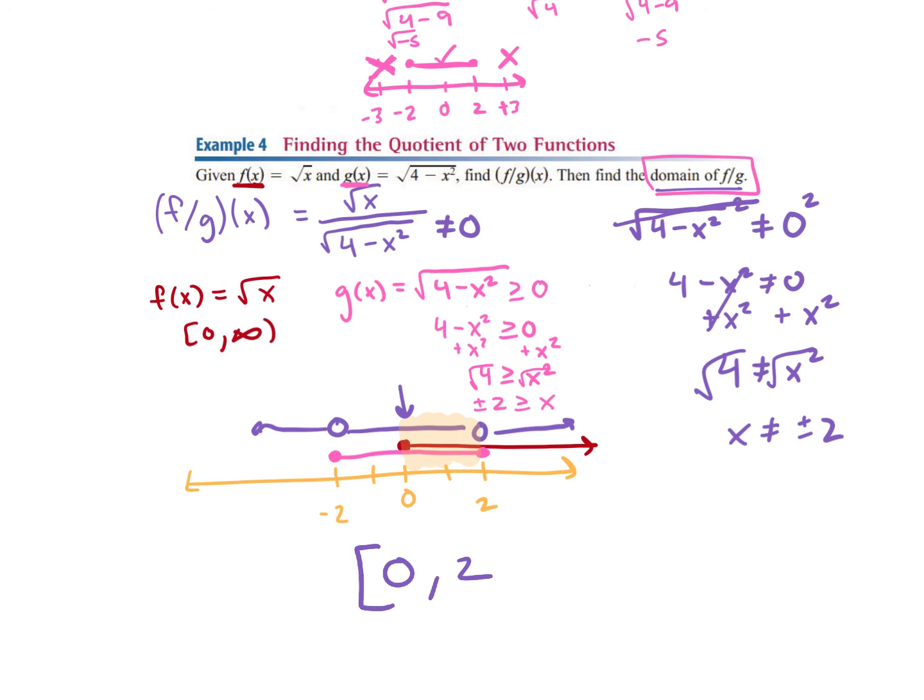Can I include 2? I can't because I have an open circle here at 2, and it has to be where all 3 lines overlap. So even though this is a closed circle, since I have a gap here, I can't include 2, so it would be a parenthesis at 2. So this is my domain. So it has to be where all 3 lines overlap.